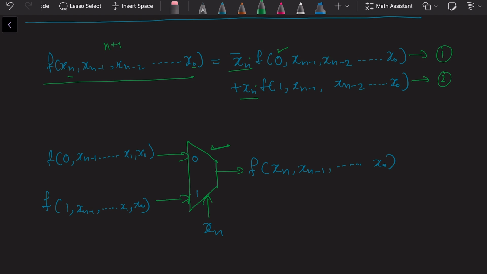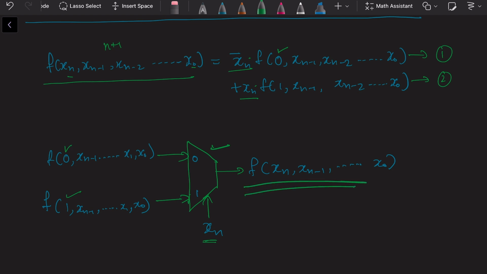One is a function value that has been computed with xn equal to 0, and another is a function value that has been computed with xn equal to 1. And then based on the value of xn, that is if it's 0 or 1, you choose which function value to pass as the final function value.